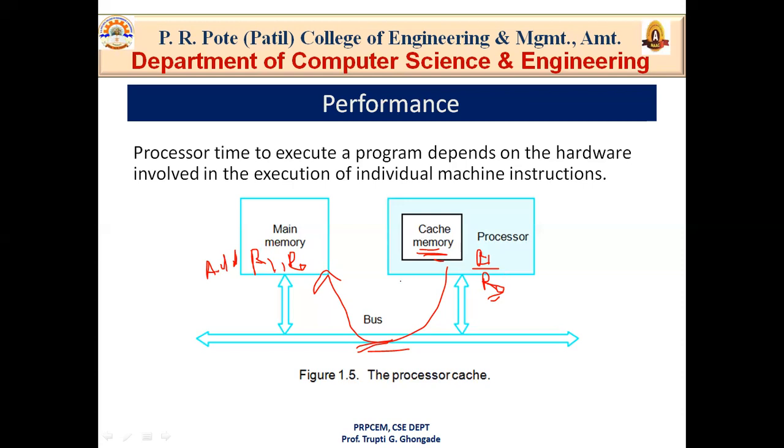That means again, after some time, the processor fetches the instruction from memory. The instruction is add R1, R0. Now the processor doesn't need to fetch data from R1 and R0. The processor directly gets that data from the cache memory. So it will reduce the fetching and decoding time. That's why cache memory is one of the responsible factors for increasing the performance of the computer system.